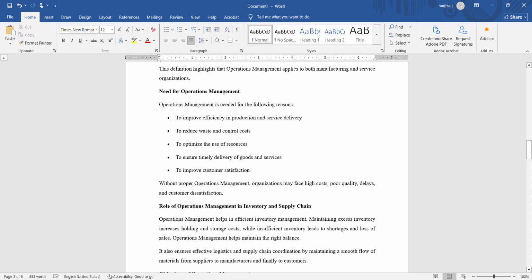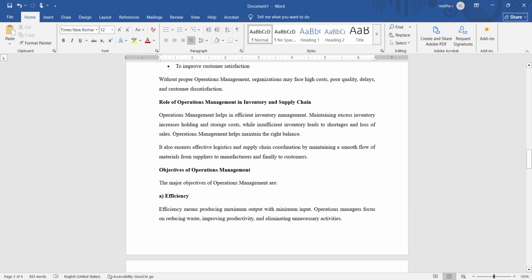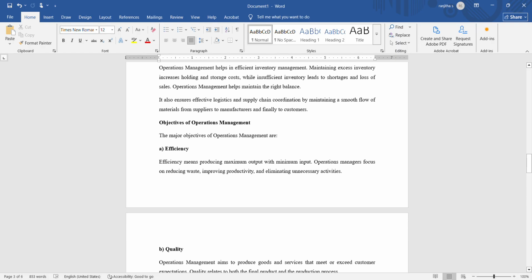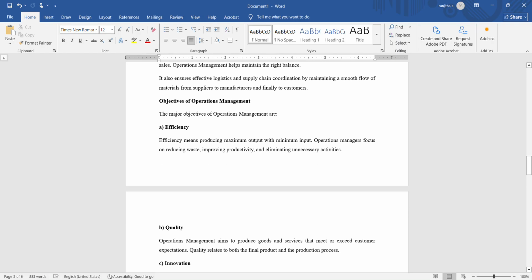One of the primary objectives of operations management is efficiency. Efficiency means producing the maximum output with the minimum input. Operations management focuses on reducing waste, improving productivity, and eliminating unnecessary activities. Another important objective is quality.